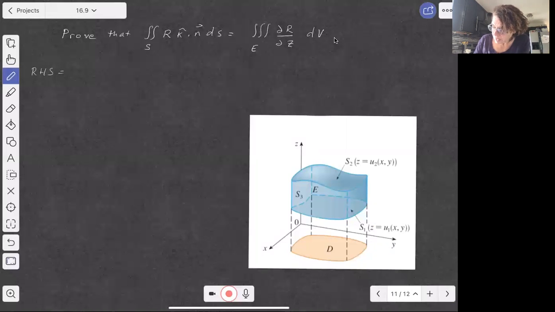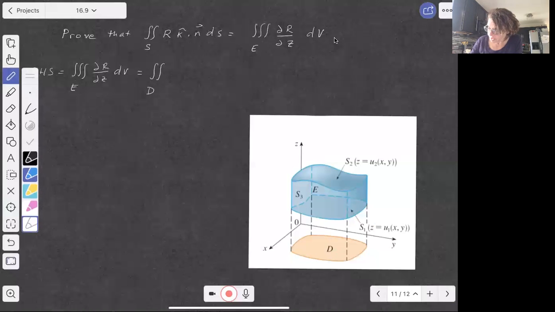And so that again is the integral over E of dR/dz dV. Now, we can rewrite this as a double integral. We're going to use the fundamental theorem of calculus, but first let me rewrite it. So I'm going to rewrite this, using the fundamental theorem of calculus, as the integral over D, where D is the region that S projects to, or E projects to rather, this region here in the plane.